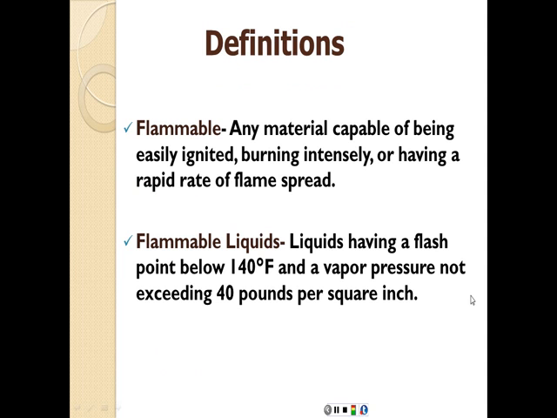Let's first of all identify a few things. The first definition is about what is flammable. Flammable is any material capable of being easily ignited, burning intensely, or having a rapid rate of flame spread. Flammable liquids are liquids having a flash point, which is the point of ignition, below 140 degrees Fahrenheit, and a vapor pressure not exceeding 40 pounds per square inch. So these are the flammable liquids.